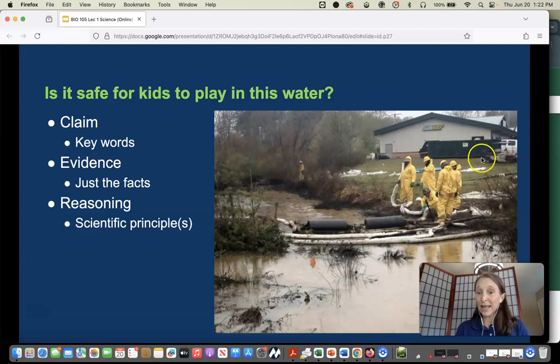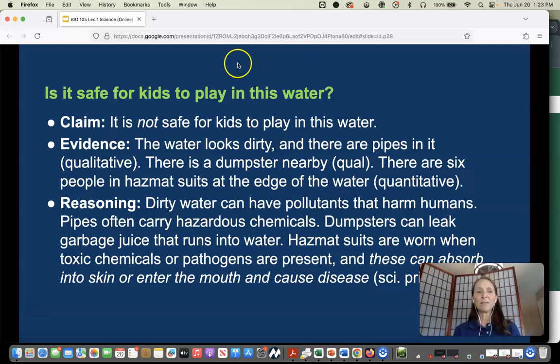So again, you might state that there is this dumpster here, and when it rains, it is leaking those juices from the dumpster into this body of water. Or you might state the fact that these people are all wearing hazmat suits, and typically hazmat suits are only worn in a case where people are trying to prevent things from being absorbed into their skin. So again, you can go through this idea of making a claim and using evidence and reasoning to answer this question: is it safe for my kids to play in the water?